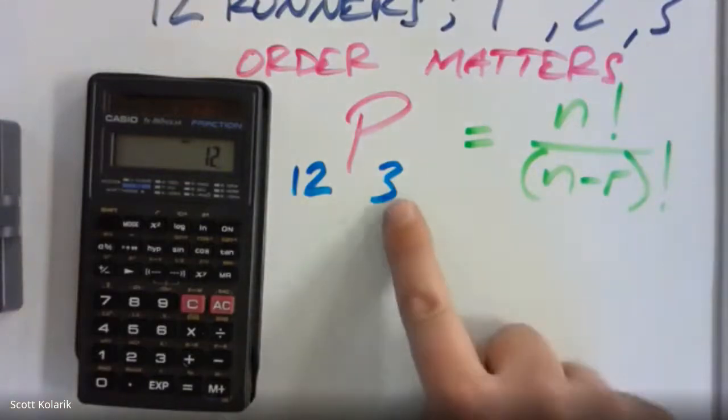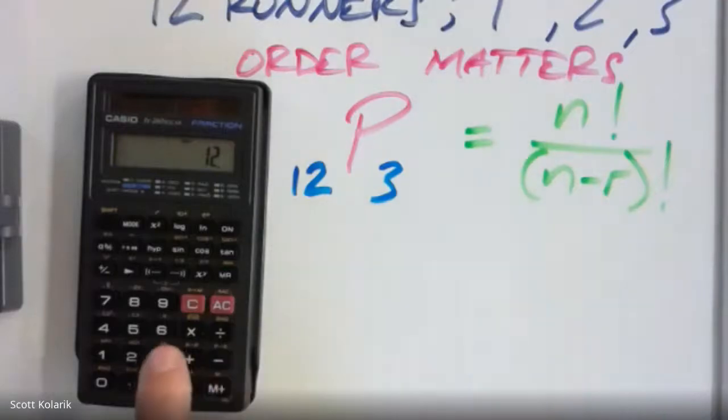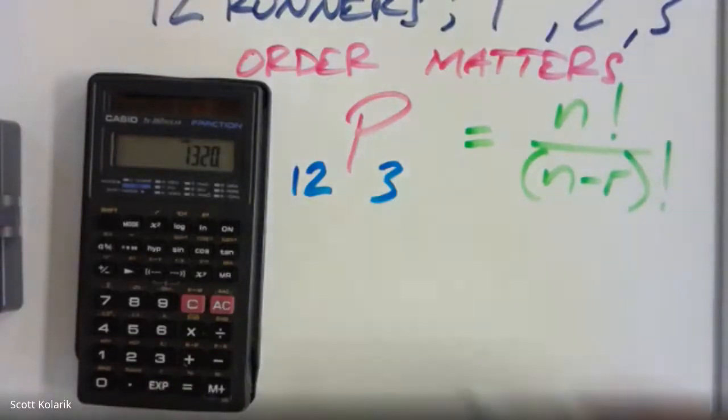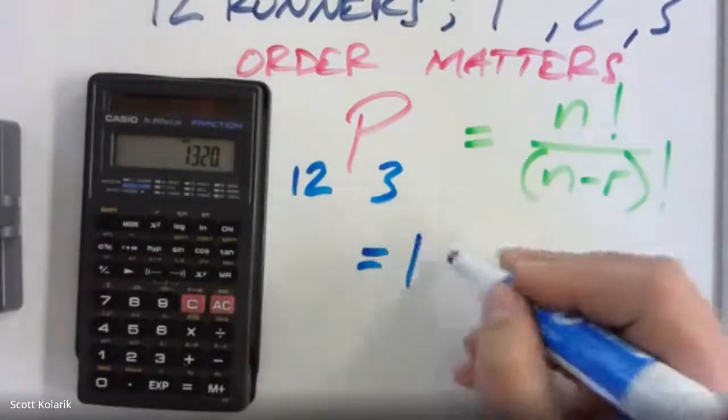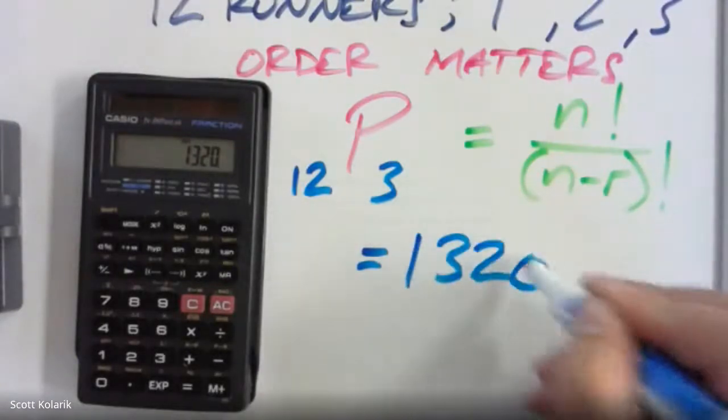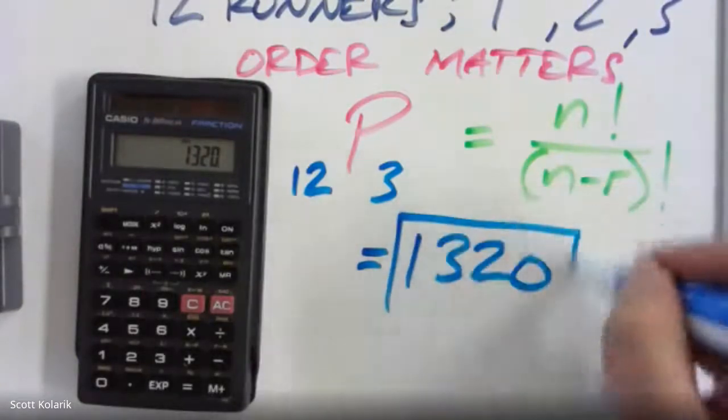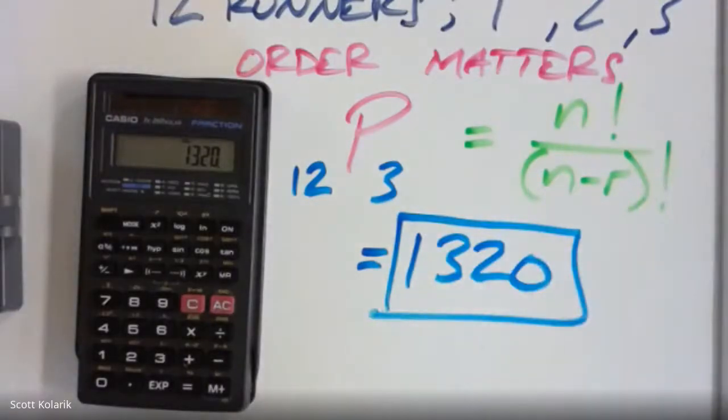And now it's waiting for me to put in the r value, basically how many objects are being selected out of that. In this case, I'm going to care about the first three places, first, second, third. So I'm picking 3 out of those 12, which gives me 1,320. What do I do with that number? That tells me the number of ways that I can select first, second, third out of 12 racers. 1,320. That's a lot of different combinations right there. A lot of different permutations, rather.